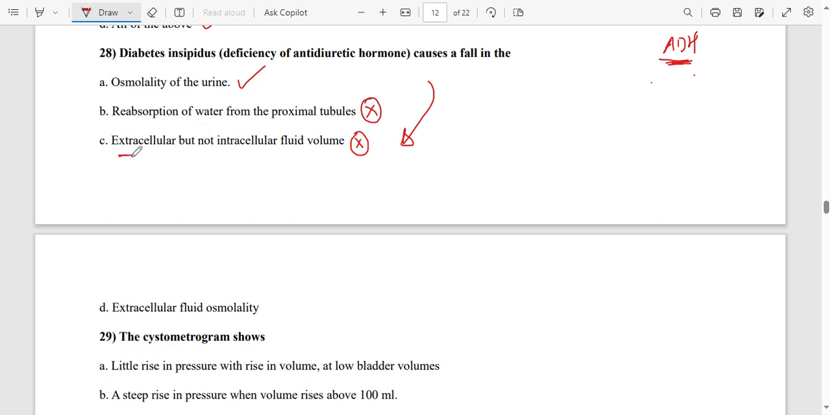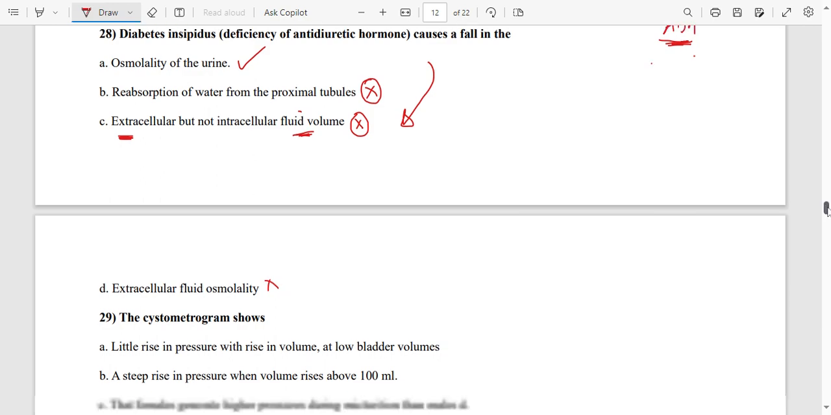There's going to be an increase in ECF and a decrease in ICF because you don't have enough water coming from the urine into ICF. So there's actually going to be a fall also in intracellular fluid. And then extracellular fluid osmolarity will not fall. It will actually increase, as we have said.